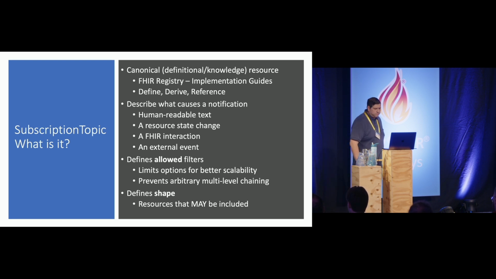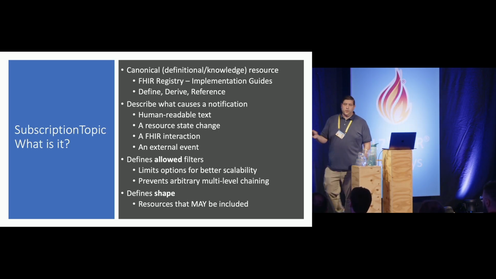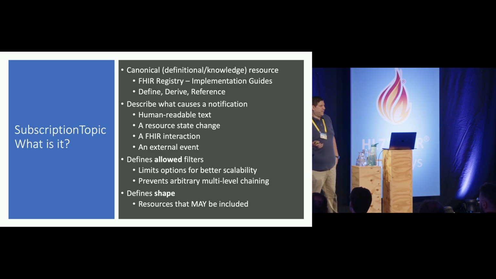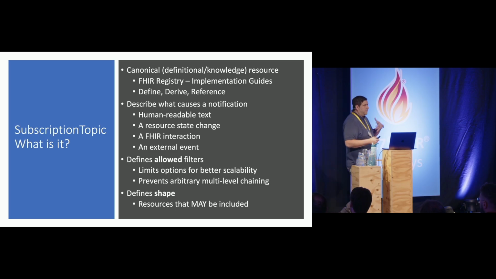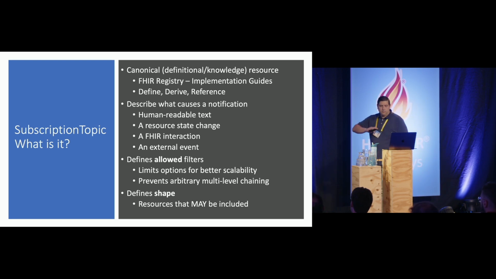So yeah, we've already talked about some of these, and so I'll try to be cognizant of that in the slides. But the topics are canonical resources. I don't know how familiar people are or not, but we have kind of really two types of resources. We have domain resources, like a patient or an encounter or something like that. And we have these canonical or definitional or knowledge-based artifacts, which are not really patient things, but patient-adjacent things, usually, hopefully. Publish in implementation guides, go in the FHIR registry, define them, derive them, reference them, do all that kind of fun stuff.